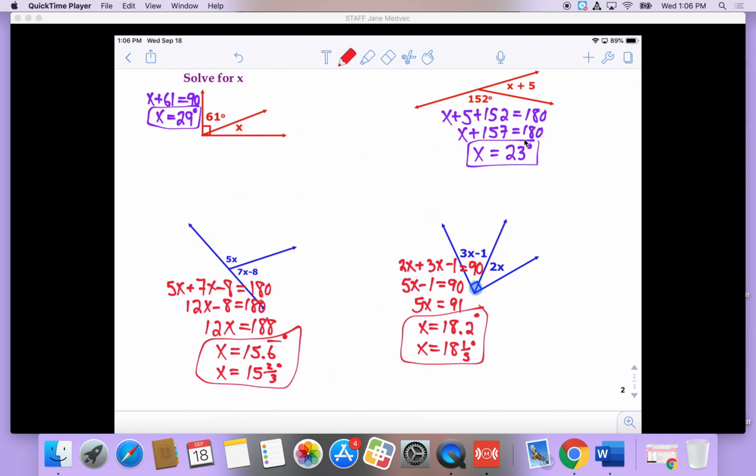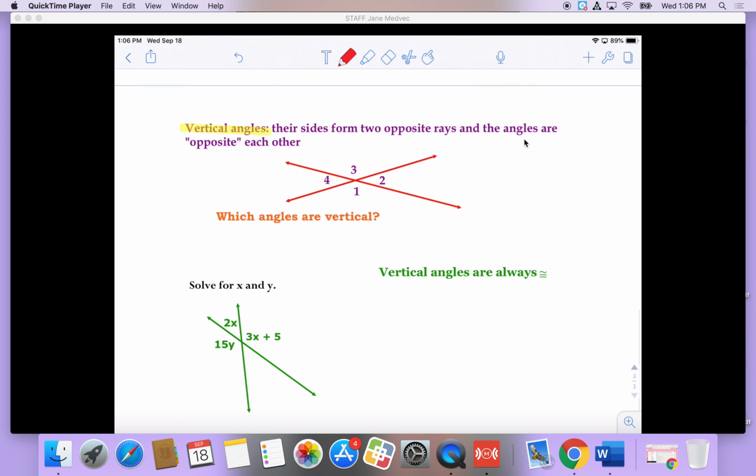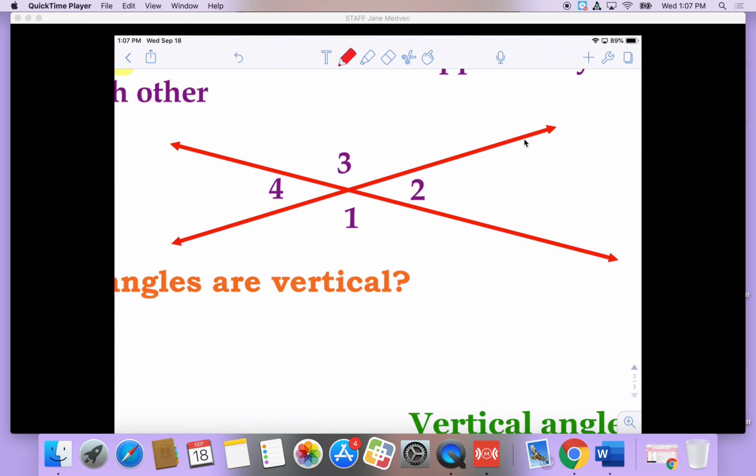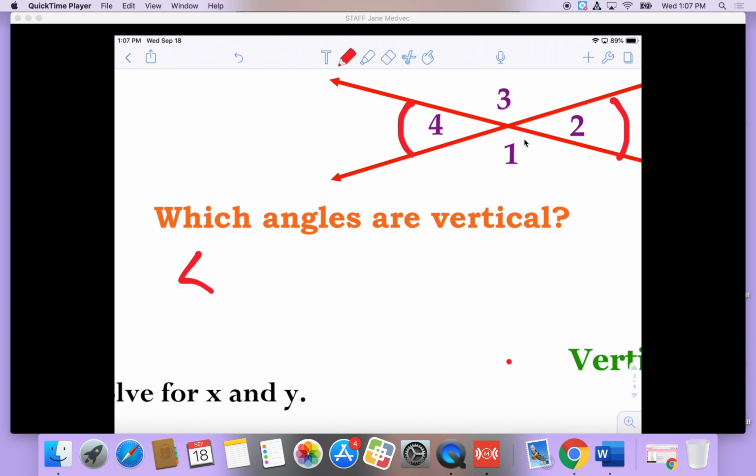All right, let's move on to the last page and the last definition. It talks about vertical angles. Now, this is one where students do get confused, and so you want to pay close attention on this. Vertical angles are where their sides form two opposite rays, and the angles are opposite of each other. What does that mean? This is what it means. When I have two lines and they make an X, like you see, I would take angle 4 and angle 2. Do you see how they're kind of opposite from each other? They are vertical angles. So angle 2 and angle 4 are considered vertical angles.